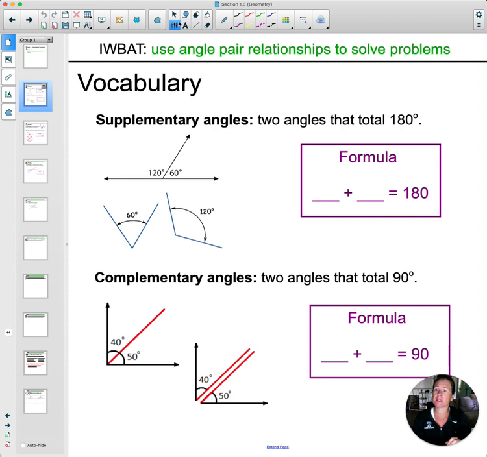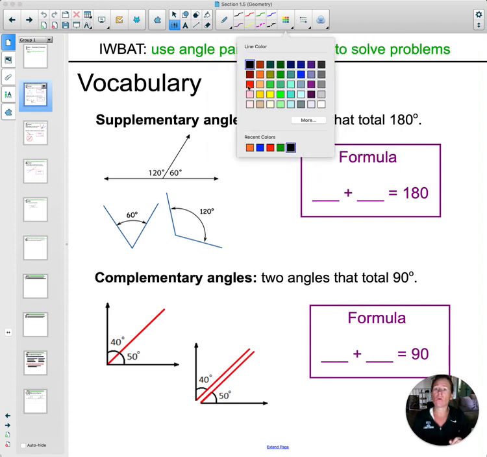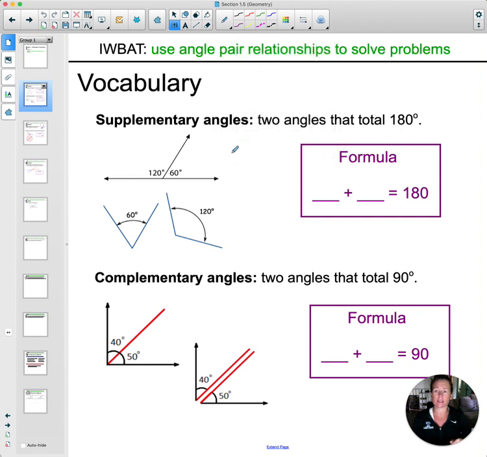Supplementary angles are angles that total 180 degrees. So you just have to have 2 angles, and when you add them together, they equal 180 degrees. So that's the formula here: piece plus piece equals 180. So plugging in the angles, whether they're actual numbers like I have here, so if you wanted, you could do 120 plus 60, or you're going to get into expressions where there's actually some algebra to solve there.